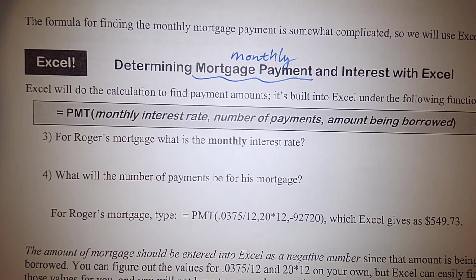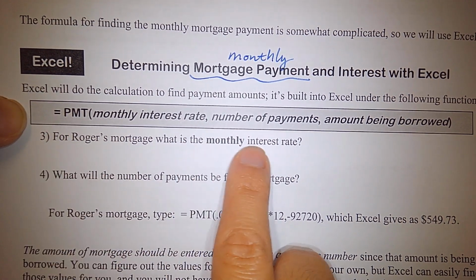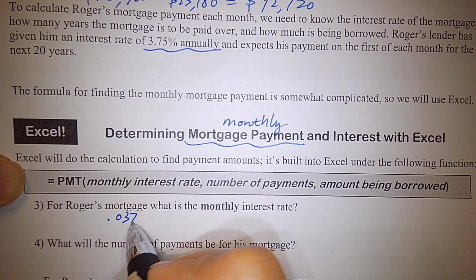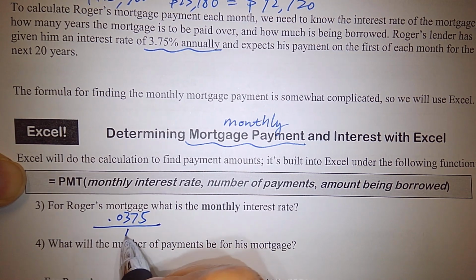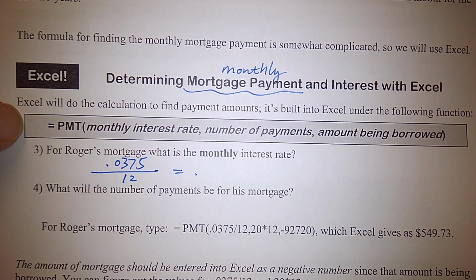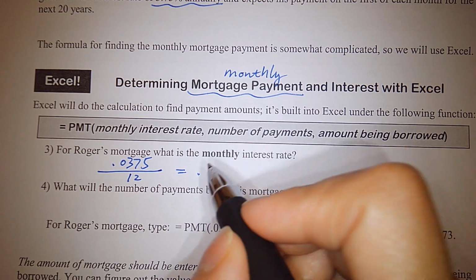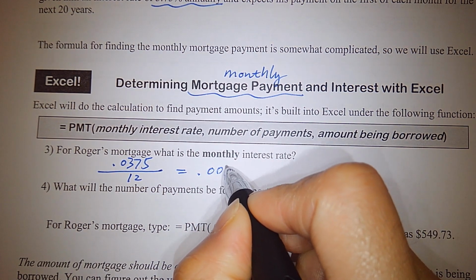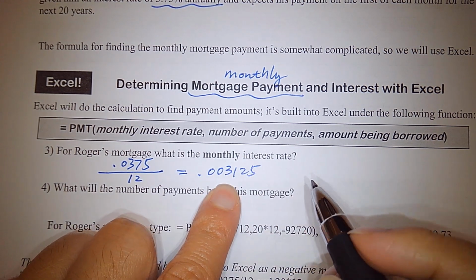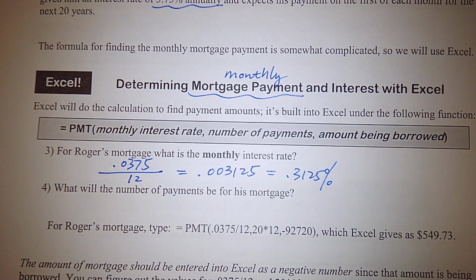All right, let's do questions 3 and 4, so we can set up the function. Question 3: what is the monthly interest rate? How to compute it? 0.0375, and this is the annual rate divided by 12. Please keep as many digits as possible. It's 0.003125. If you write it as a percentage, it's 0.3125%, either way.